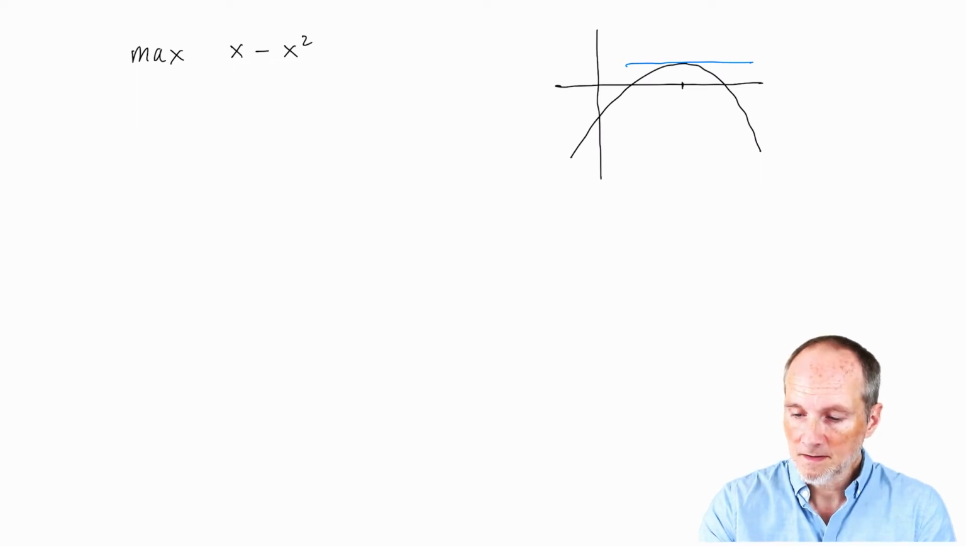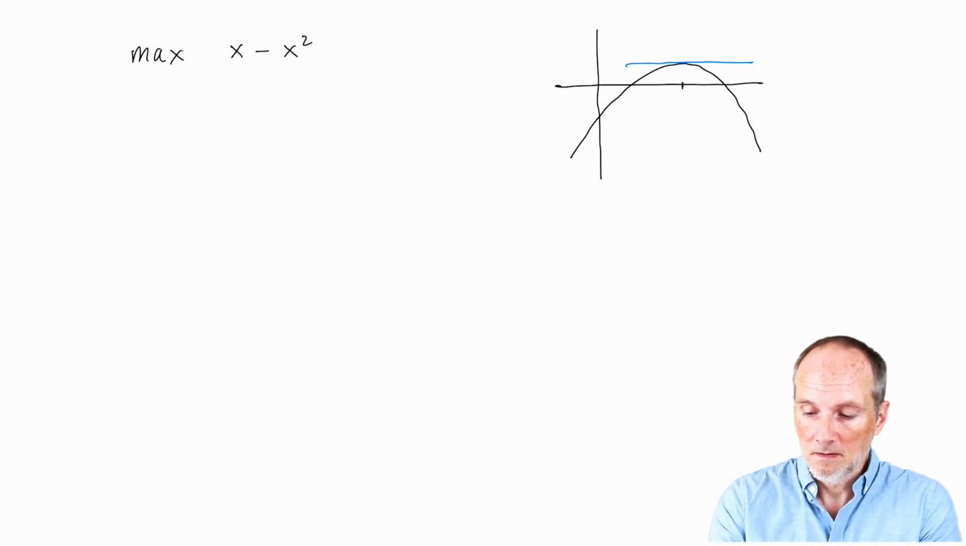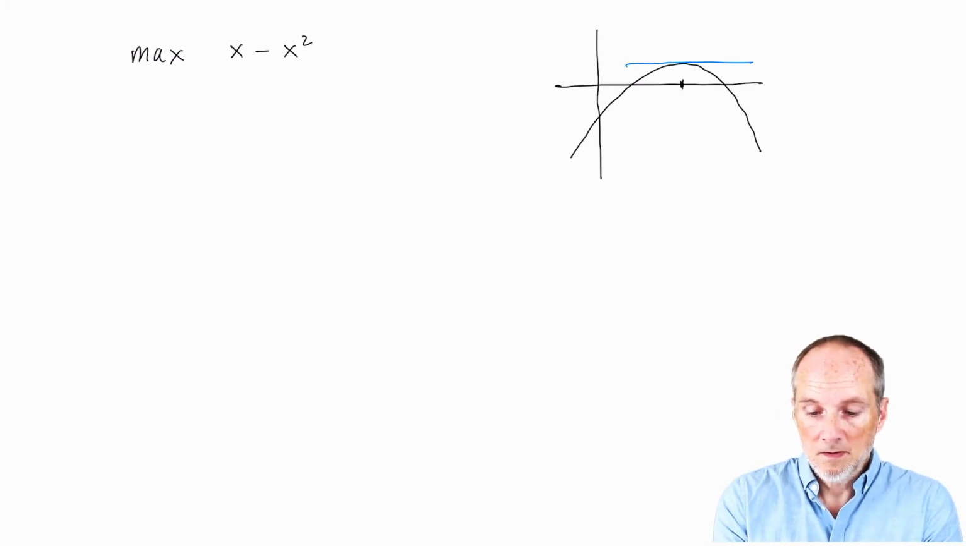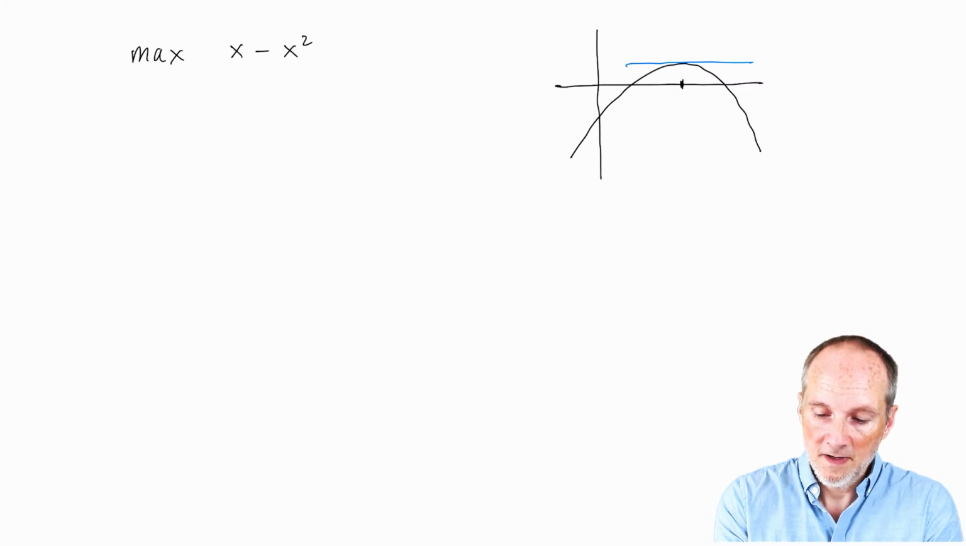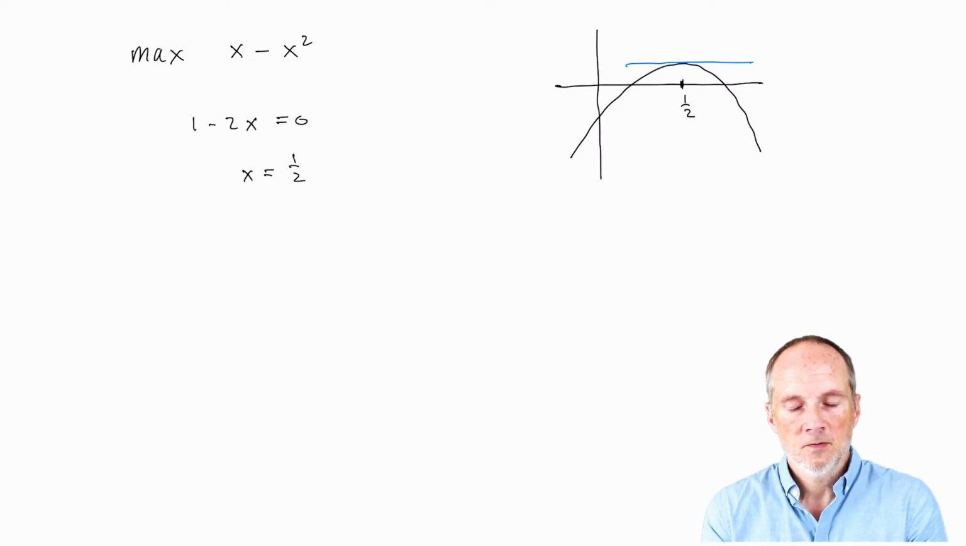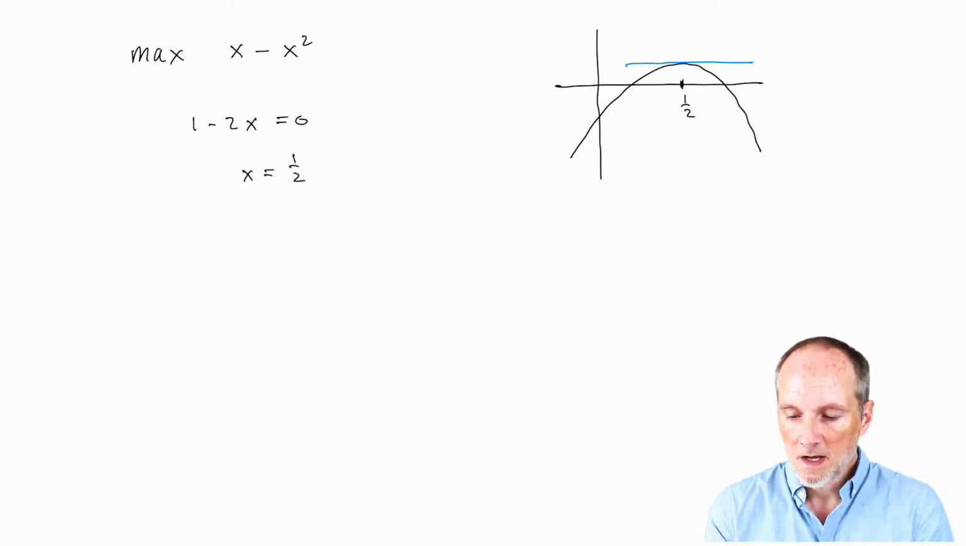That tells us that at a solution to this, or the unique solution, we can see there is one, the derivative of this objective function has to be equal to 0, and the derivative of x minus x squared is 1 minus 2x. If we set that equal to 0, we can solve that to get x equals 1/2. And that's all there was to it. This idea extends to more general functions.